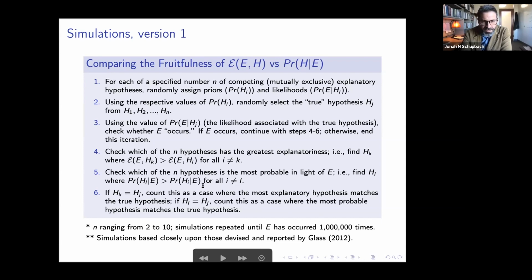So by the way, of course, at the end of 1,000,000 times, we have some certain number of times with which HK has matched Hj over these iterations. We divide that by 1,000,000, which is the number of times that E has occurred totally, and that gives us the success rate for explanatoriness. Similarly, we have some number of times that HL has equaled Hj over these 1,000,000 iterations that E has occurred, and so we have the success rate for that as well. See how this works? That's the basic setup.